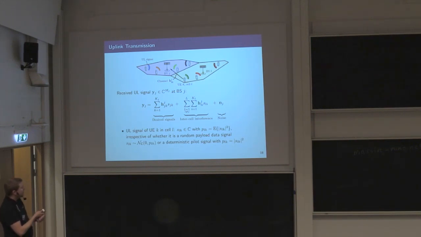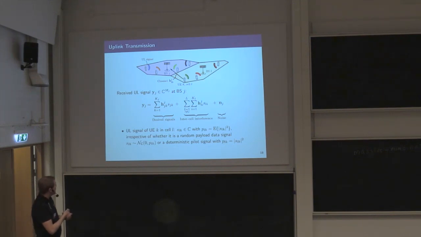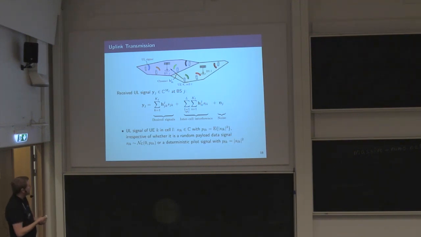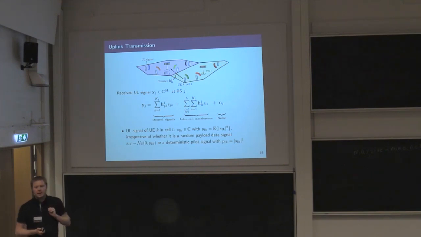And if it's a random data signal, then I will assume that this data signal comes from a Gaussian codebook, having this p_lk as the power. And if it's a deterministic pilot signal that we're going to send later on, then it's just having this as absolute value square. Then I receive signals coming from other cells, all the other cells, all of their users summed up here: the channels from user i in cell l to my base station j, and the signal that user is sending. And then at the end I'm adding noise. So this is the model of a multi-cell system with this notation that I've described.